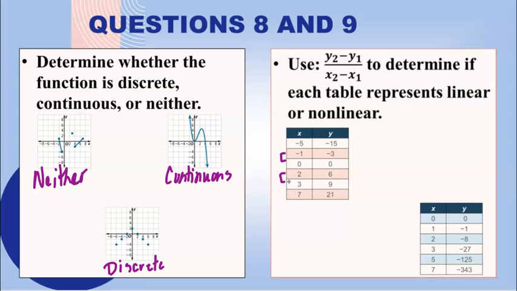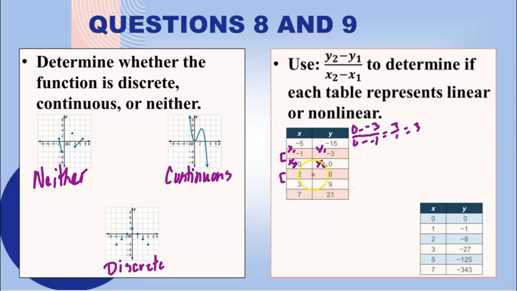So now, these are going to be my x1, y1, x2, y2. So it's going to be 0 minus a negative 3 divided by 0 minus a negative 1, which will make this a positive 3 over 1, which means I have a slope of 3.